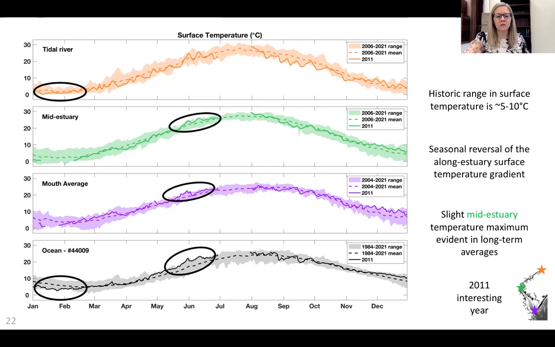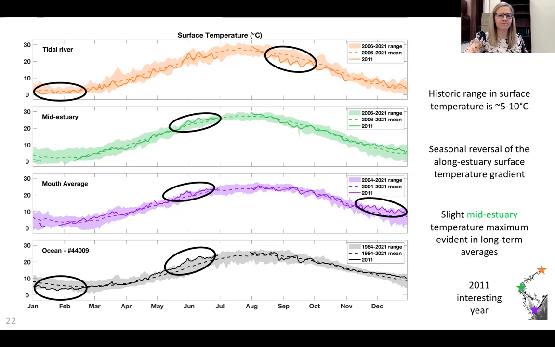It also set the historical maximum in the summer and the historical low in September in the tidal river, and then the historical high at the mouth in December 2011. So it's a very interesting year to have mooring data, and we're going to be digging into that more in the upcoming months.